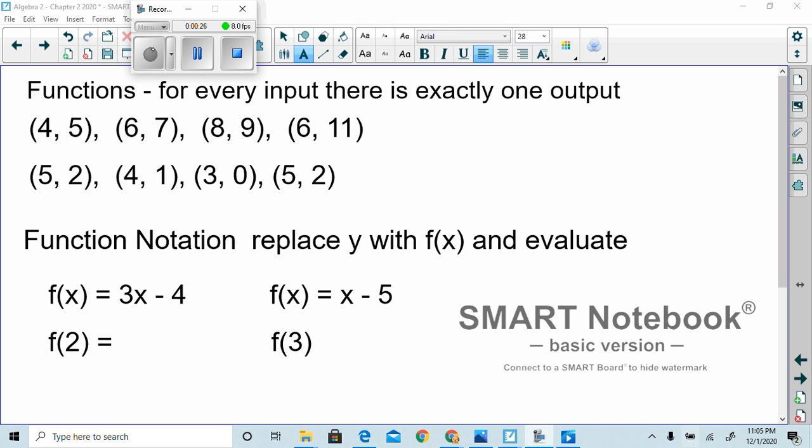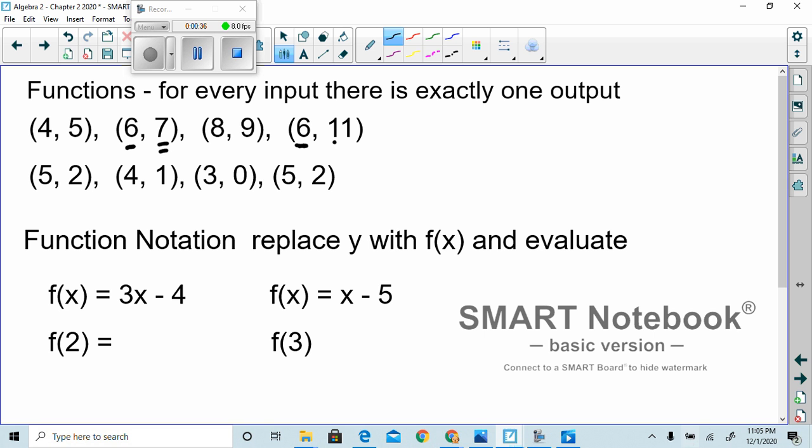Your inputs are your x's, your outputs are your y's, and if your input value is repeated, we see that 6 is repeated. It goes to 7, it goes to 11. So this input of 6 has two different outputs. It is not a function, and the reason being is that the input value of 6 has more than one output. It has two different ones.